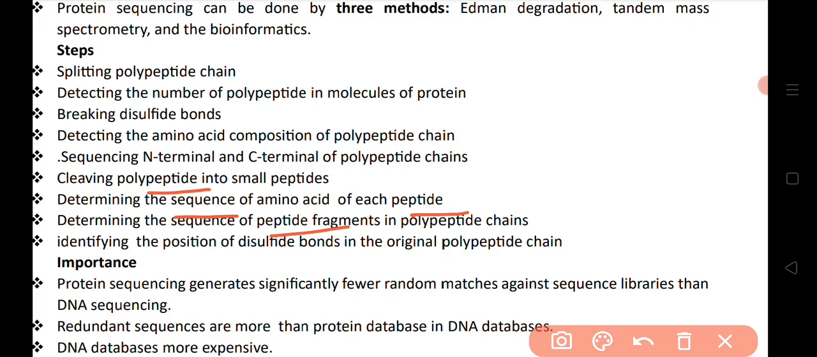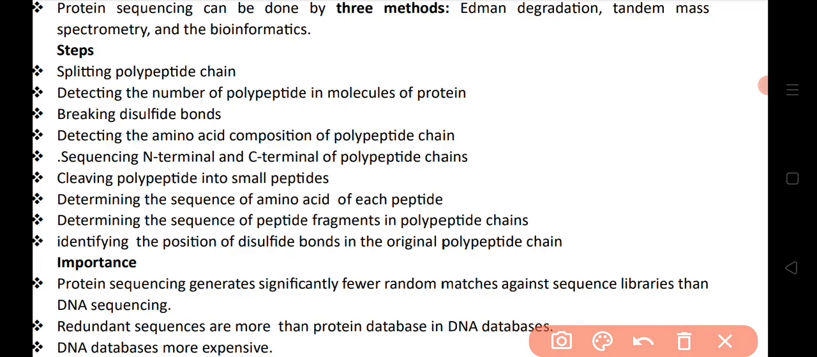Now, the sequence of peptide fragments means in which order, in which arrangement, different peptides are combined to form a complete molecule of protein. The last step is identification of the position of disulfide bonds in the original polypeptide chain. In that step, we see where in the polypeptide chain of the protein disulfide bonds are present.